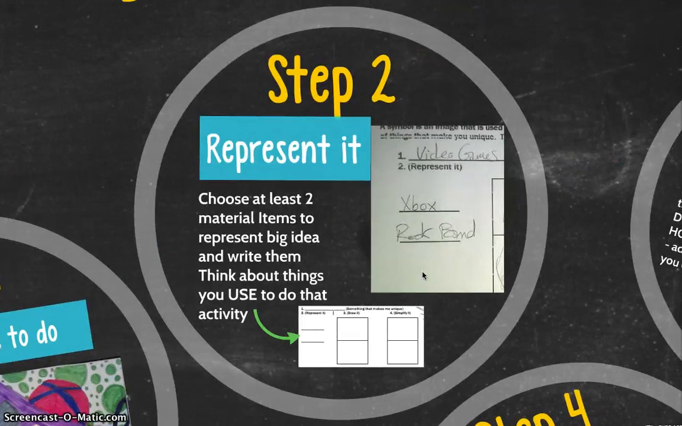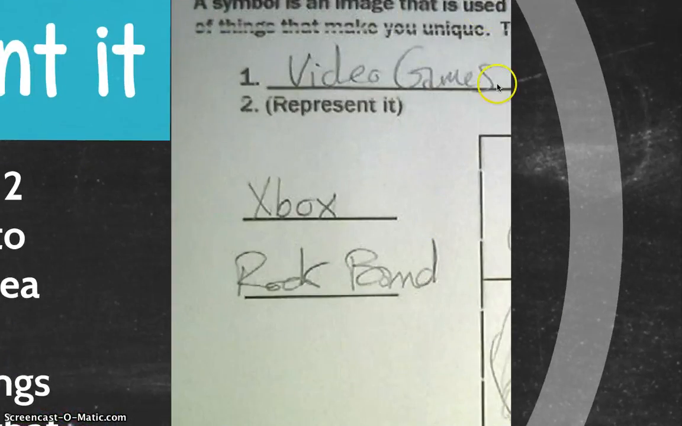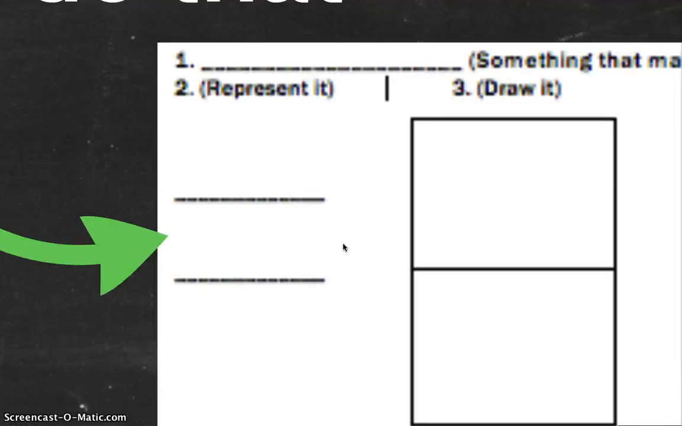Alright, so now that you have these three ideas about making you unique, we're going to represent them using material items. So I like to play video games. I used an Xbox and my favorite video game, Rock Band, to represent that I like to play video games. So now you're just writing what are the material items that you use to do that activity. What are things you think of when you think of that activity? Now go and write for number 2 all the things that represent your big ideas.